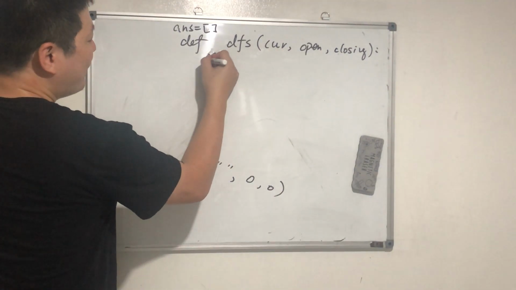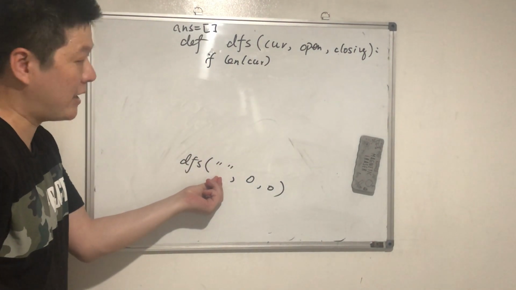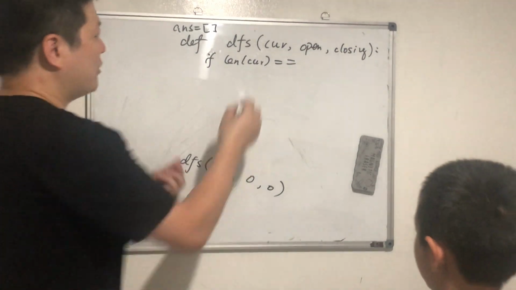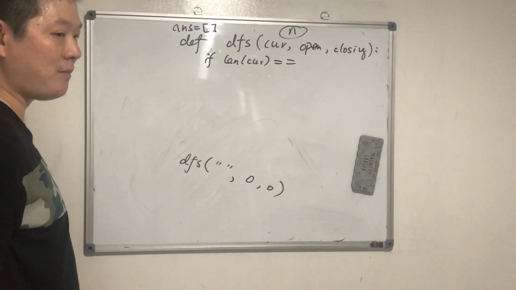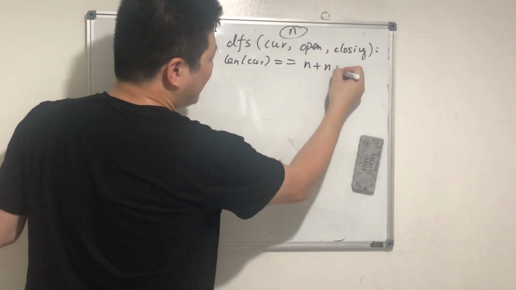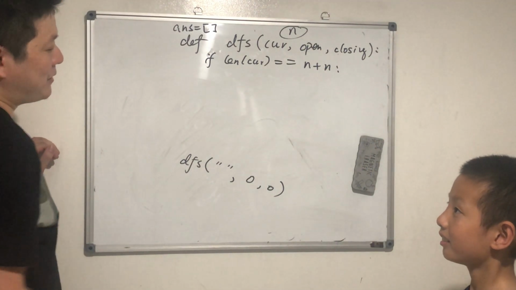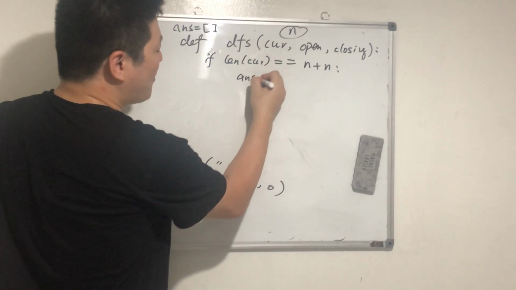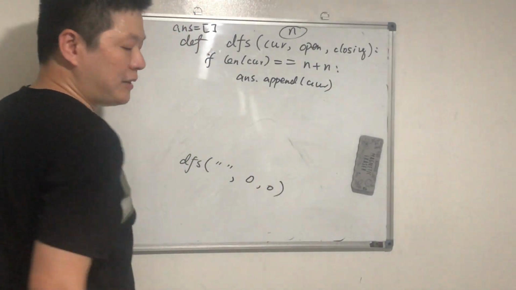Okay, now, if the length of current, if this string equals what? Remember we know there's an n here, right? If the current length equals n plus n, what does it mean? n times 2. Then this is a valid parenthesis, right? Then we can answer dot append current, right? Does it make sense?